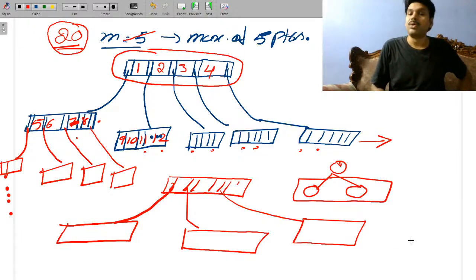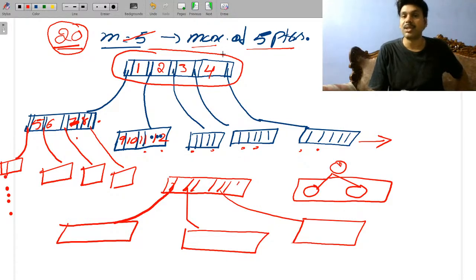So when m is equal to 10, you can have 9 keys at any time. When m is equal to 20, you can have m minus 1 keys. So m, as given, is the maximum number of child pointers, and the maximum number of keys is m minus 1. Please remember that.